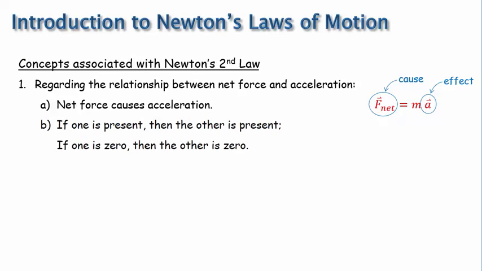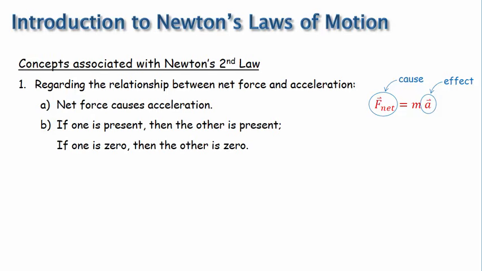The next concept, still considering the relationship between net force and acceleration, is that if one is present, then the other is present. Or conversely, if one is zero, then the other is zero. We can see this in the equation. For example, if F net is not zero, which is what is meant by it being present, then mathematically, the acceleration cannot be zero either. Or if F net is zero, then the acceleration must also be zero.